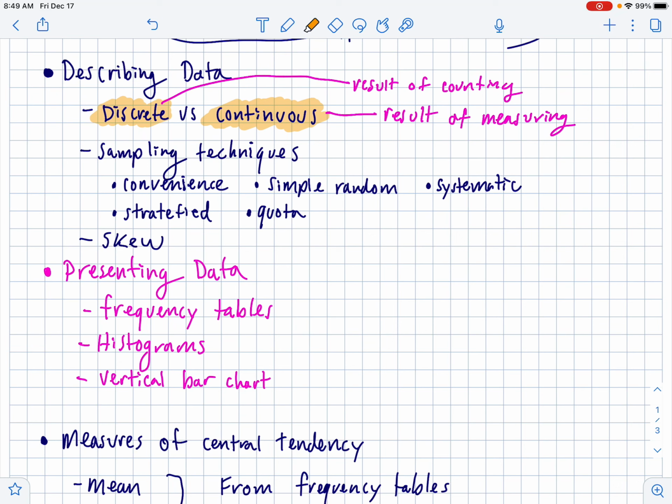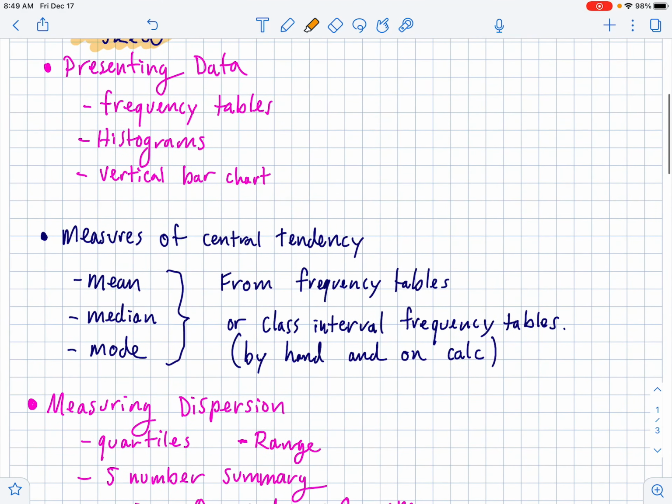Sampling techniques. We did briefly talk about the big 5 sampling techniques, which are convenience, simple random, systematic, stratified, and quota. Remember, those are all in 2.1 if you want to go back and look at the difference between all those. We also talked a little bit about skewed data. So know how to, by looking at a histogram or really any representation, it could be frequency tables or anything like that, figure out if data is skewed positively or negatively.